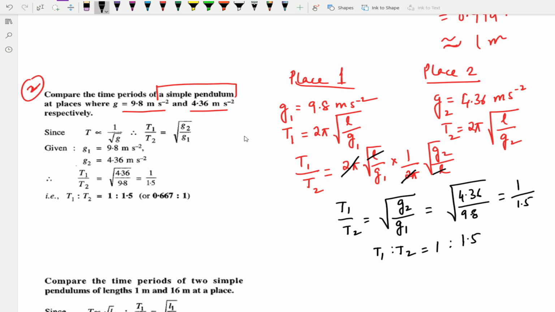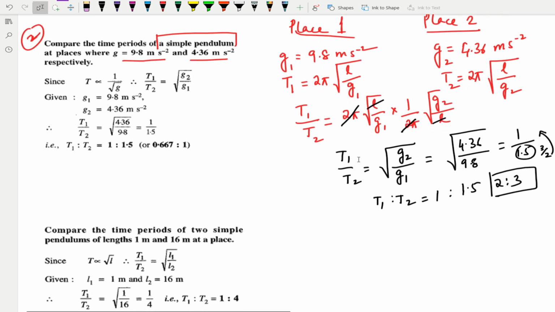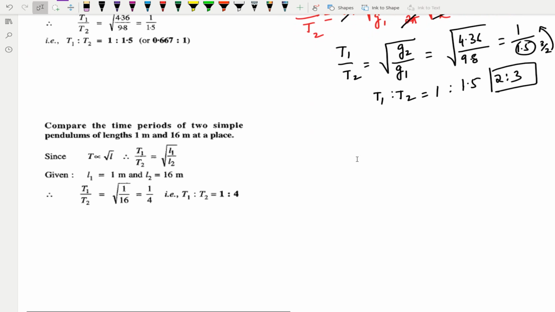Okay, this can also be written as 2 is to 3, because 1.5 is 3 by 2. So instead of this, if you write 3 by 2, this 2 is going to go up, so it will become 2 is to 3 also. Understood? Okay, moving on to the next example.